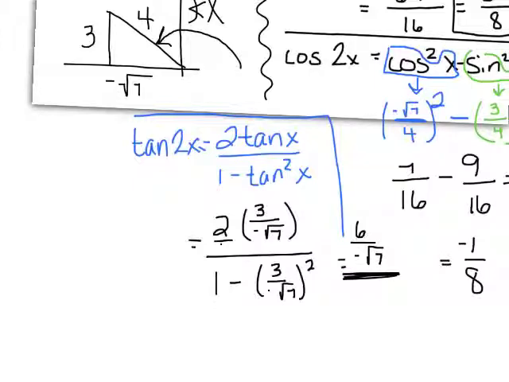Okay, let's do some work here. 3 squared is 9. Negative squared is positive. Root 7 squared is 7. So 1 minus 9 over 7. Common denominator. So that's 7 over 7 minus 9 over 7 is negative 2 over 7. All right.